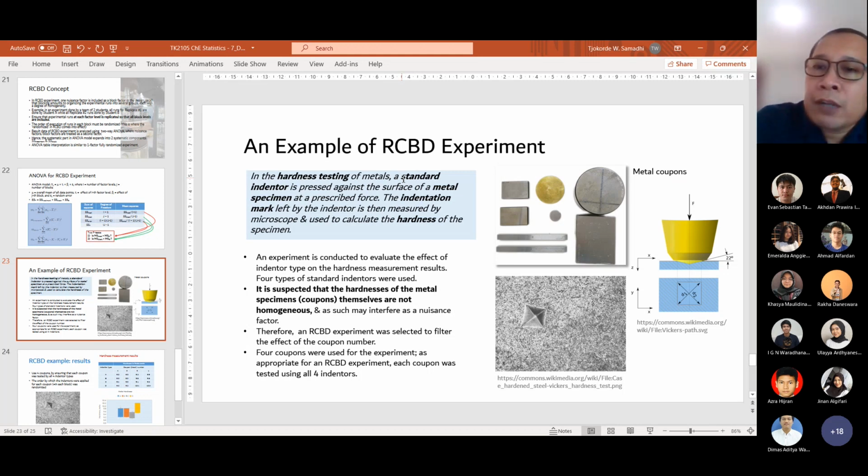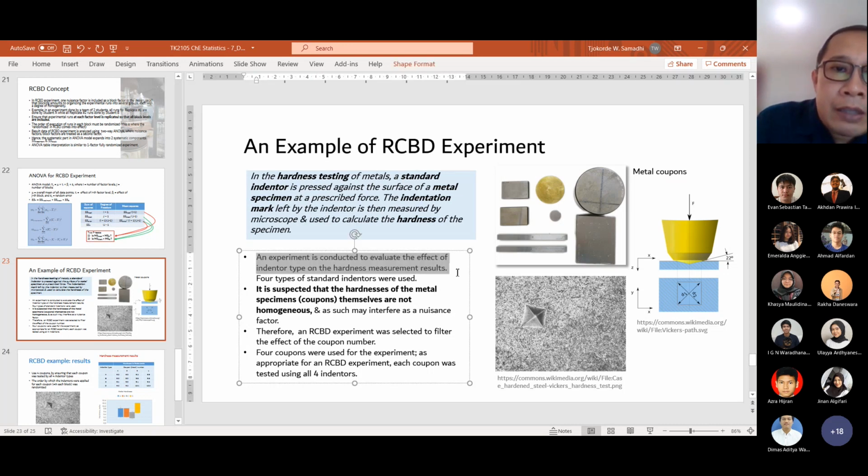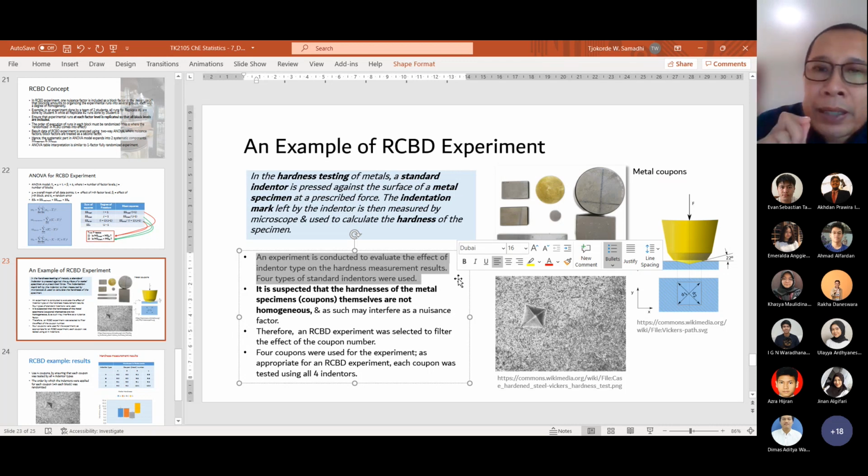Okay, now let's take a look at the case that we have now. An experiment is conducted to evaluate the effect of indenter type on the hardness measurement results. Jadi percobaan ini membandingkan beberapa jenis standard indenters. Ada 4 jenis standard indenters. Jadi tujuannya adalah membandingkan hasil pengukuran antar indenter. Oke, mesti dicamkan dulu. Jadi tujuan percobaan ini adalah evaluate the effect of indenter type on the hardness measurement results. Ya, mengukur efek jenis indenter terhadap hasil pengukuran kekerasan permukaan logam.